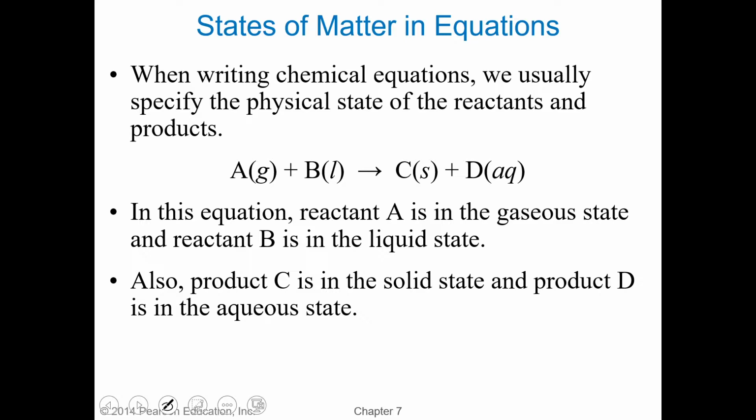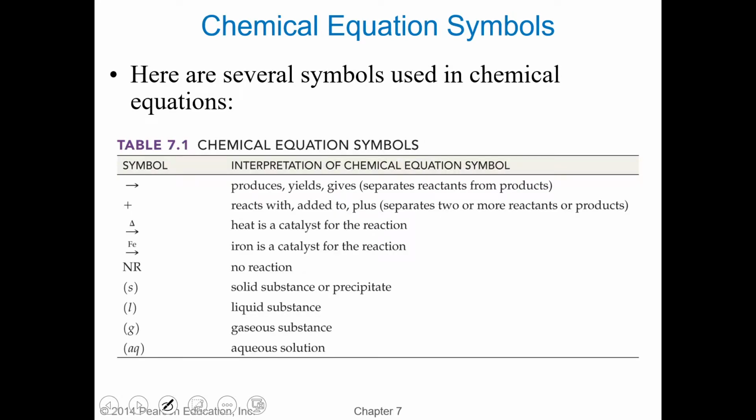Another feature of writing chemical reactions is telling us what state each compound or element is in. We use g for gas, l for liquid, s for solid, aq for an aqueous solution. And here are some examples of symbols you could see. Again, the arrow here means produces or yields. Plus sign means add or act together.